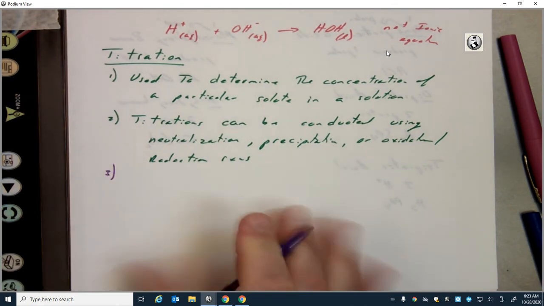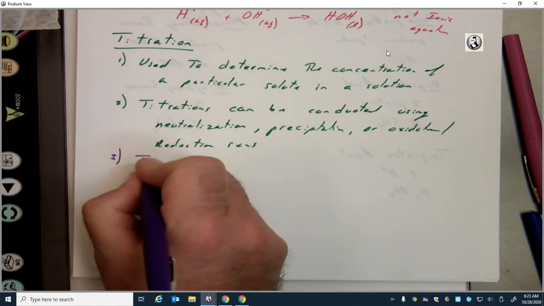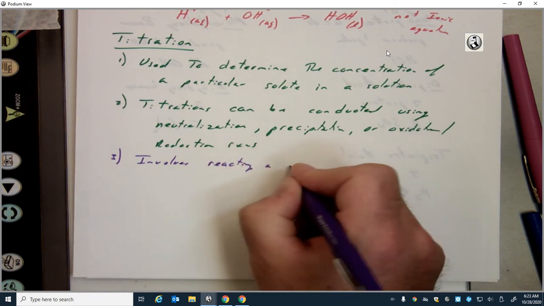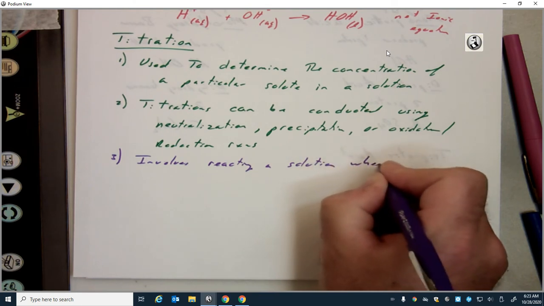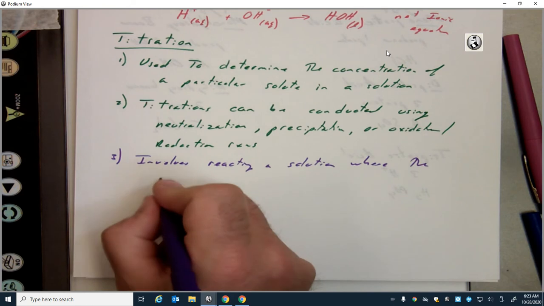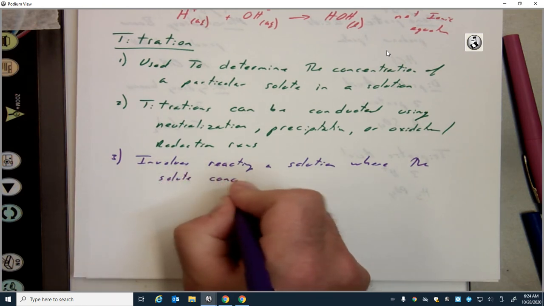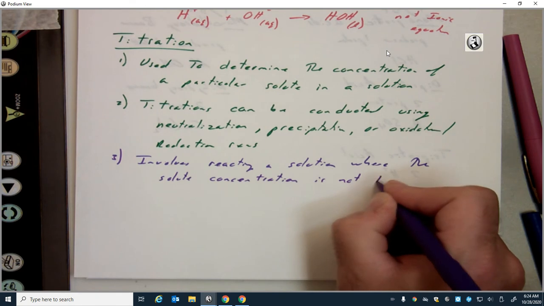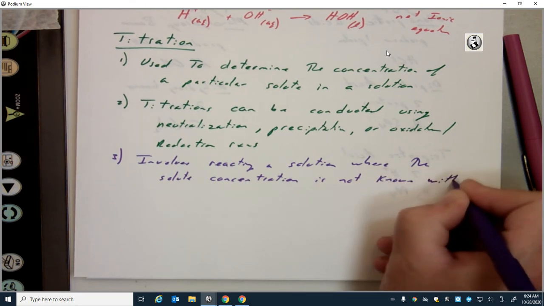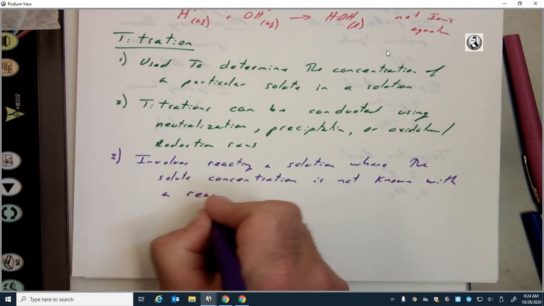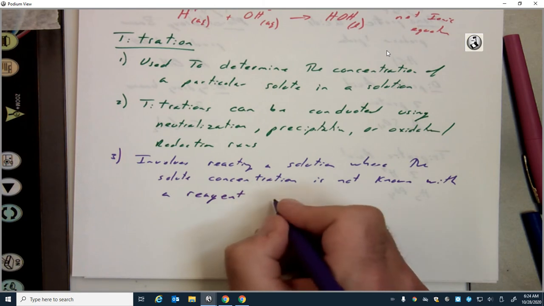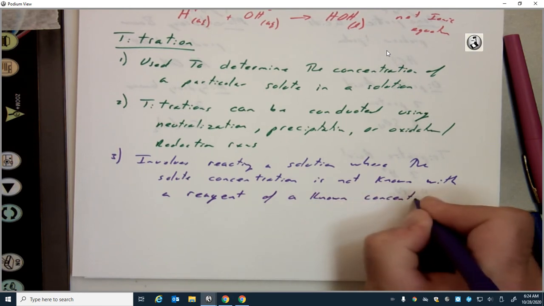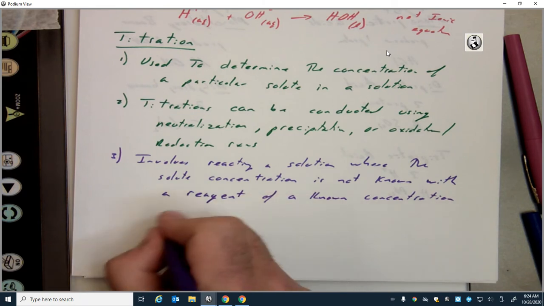So titration involves reacting a solution where the solute concentration is not known with a reagent of a known concentration called the standard solution.